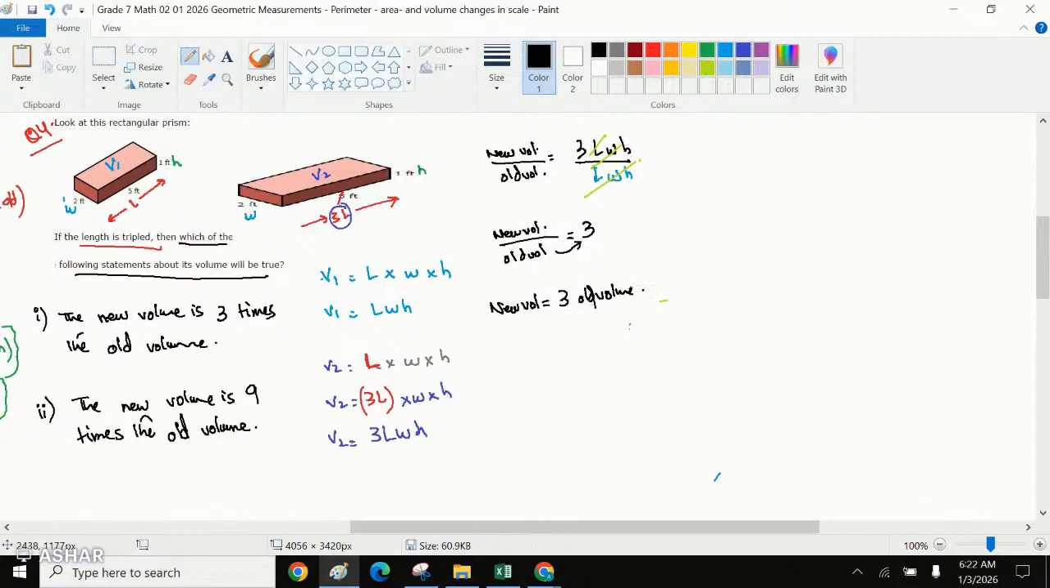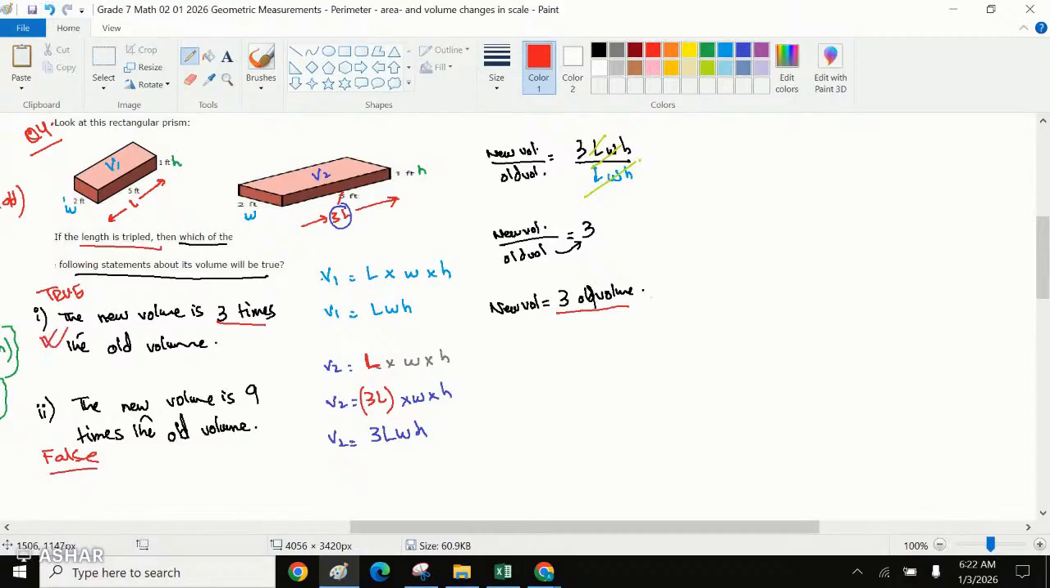So which statement should be correct? Option A or option B? Can anyone answer? Which statement is correct? The new volume is 3 times the old volume, or is it 9 times? Yes, correct. Option number 1 is true for us, because it is 3 times the volume. It says 3 times, so this statement is true, and the second statement is false.